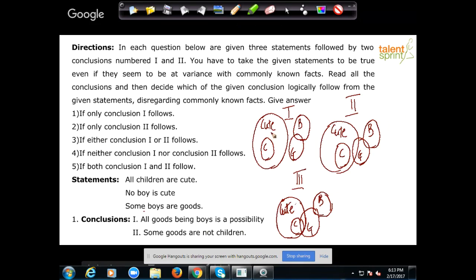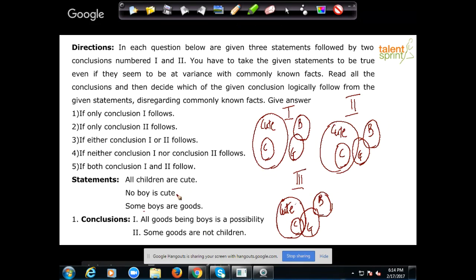Okay, now let's read the statement 1. All children are cute means that cute will be the bigger set and children will be a subset in it because all children are cute. Now, take this one statement and look at all the 3 diagrams that we have drawn. In all these cases, cute is the bigger set and children is a subset. I'm sure this one statement is clear to everyone.